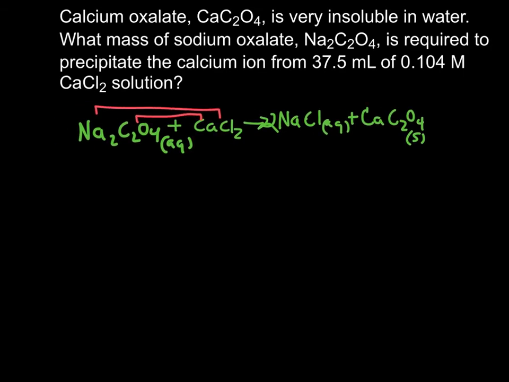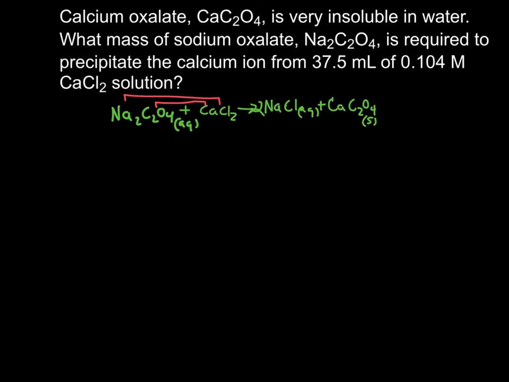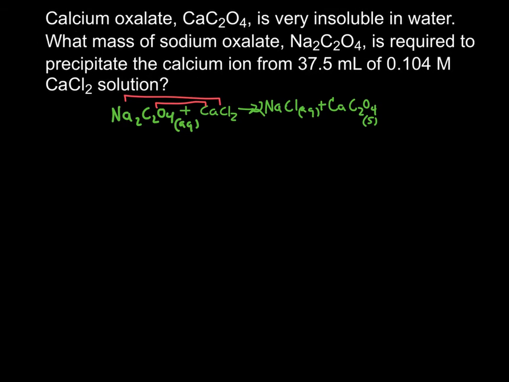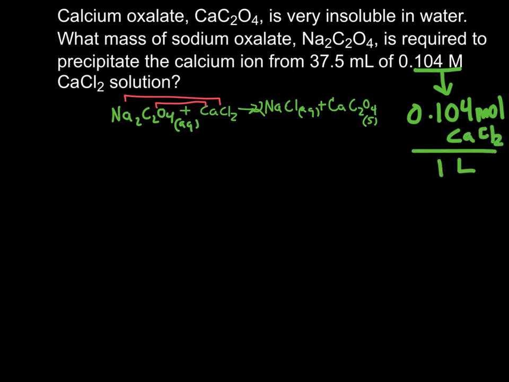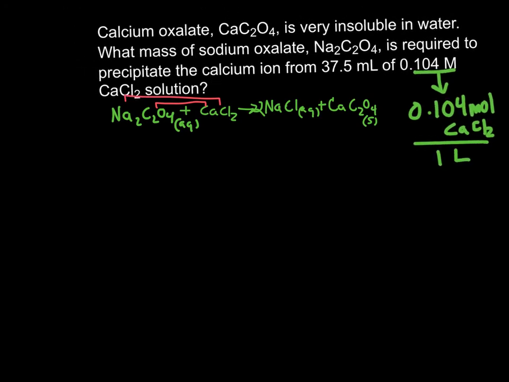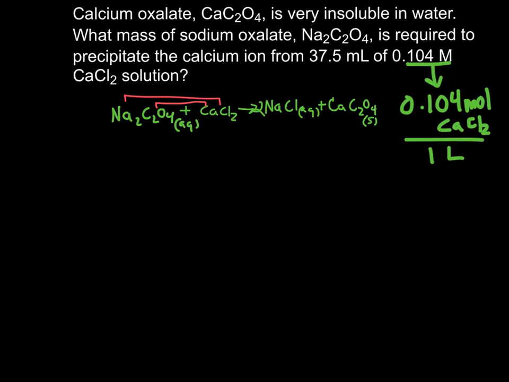Okay, just like in the last problem, now it becomes a how do we use dimensional analysis to solve the problem, and what do we do with molarity? So if we know we have a 0.104 molar solution, then we know that we have 0.104 moles of calcium chloride for every 1 liter. So we'll end up using this most likely for some sort of a conversion here coming up, okay?